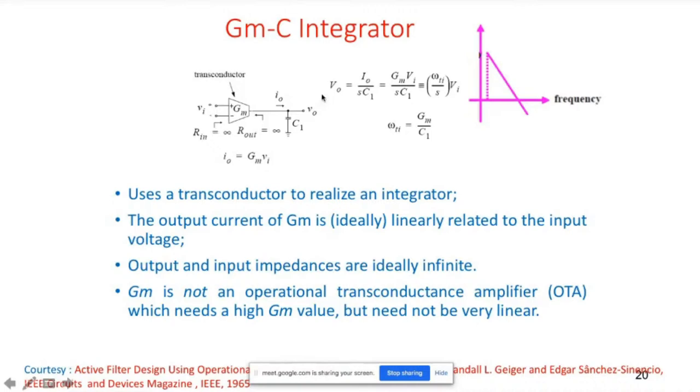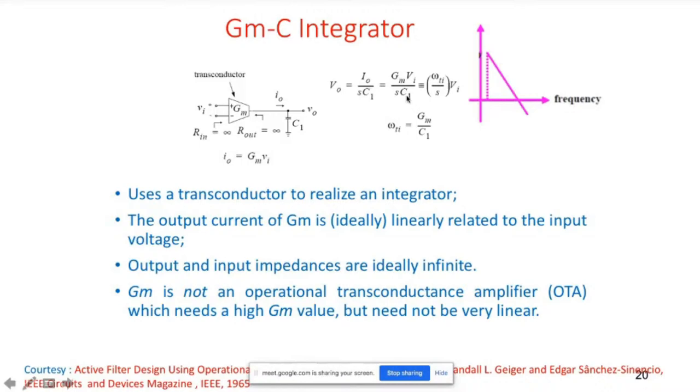Now, if you see a simple integrator here, the input impedance Rin is infinite, and the output impedance is also infinite. What you connect is a C, and if you calculate a simple transfer function here, V naught equals I naught by SC1. The voltage here is nothing but current multiplied by the impedance. Then I naught is nothing but GM into VI, where VI is the input voltage, and GM by C1 is nothing but your omega.